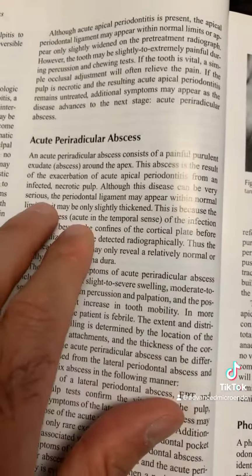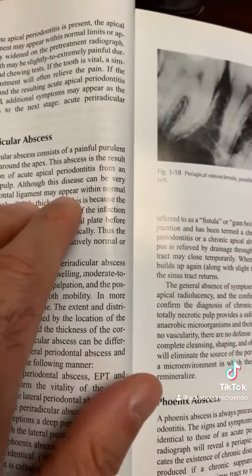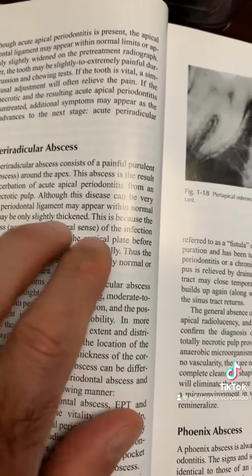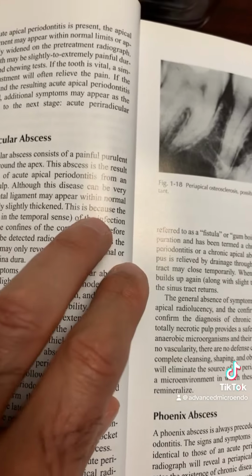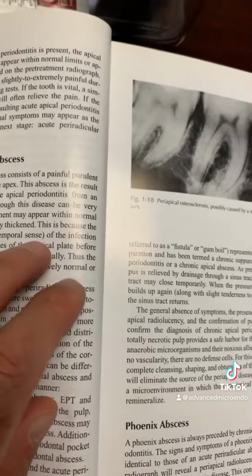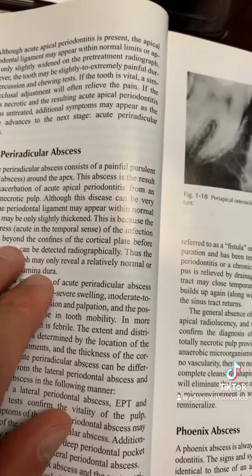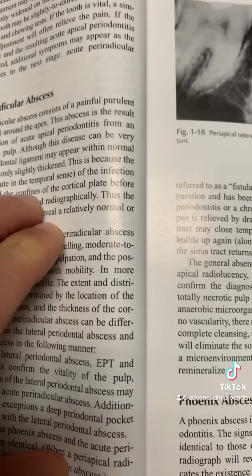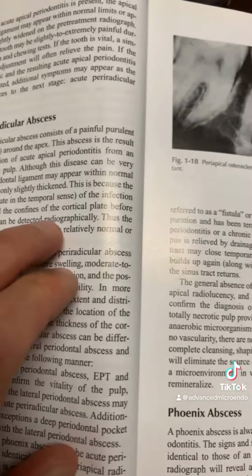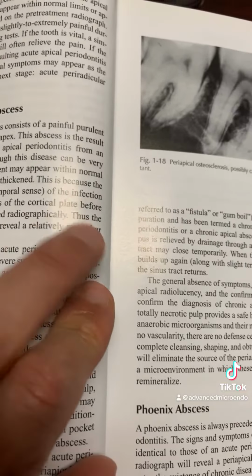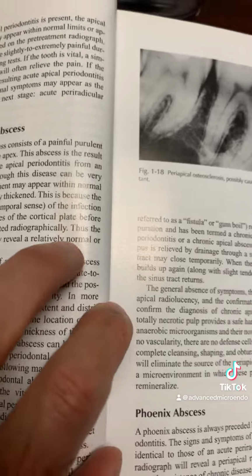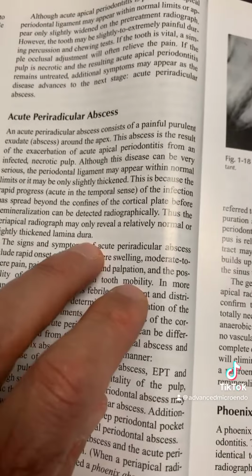Although this disease can be very serious, the periodontal ligament may appear within normal limits, or it may be only slightly thickened. This is because the rapid progress of the infection, acute in the temporal sense, has spread beyond the confines of the cortical plate before the mineralization can be detected radiographically. Thus, the periapical radiograph may only reveal a relatively normal or slightly thickened lamina dura.